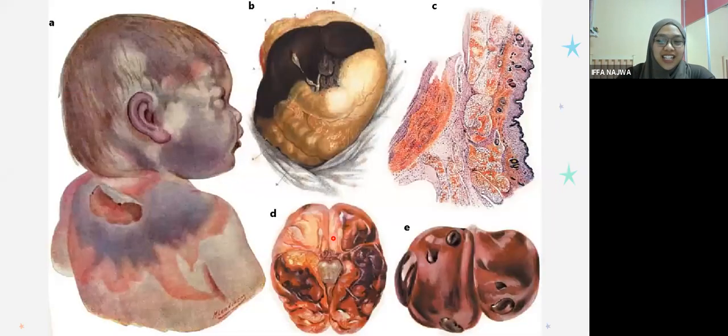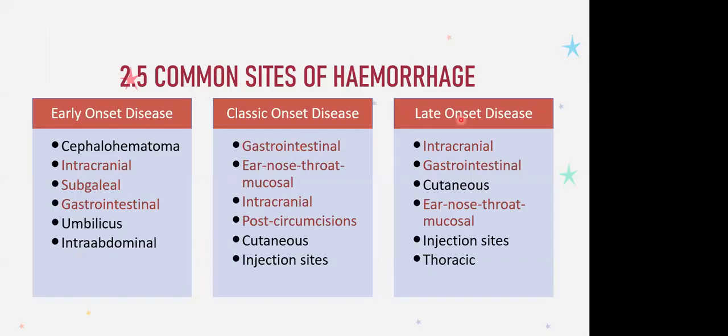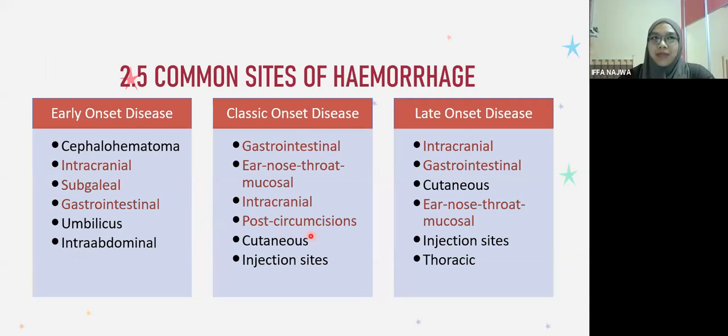Okay, this figure shows examples from true cases of VKDB. We are back. Okay, so we are talking about neonatal hemorrhagic disease of the newborn. Why are we talking about circumcision, post-circumcision? Because some people prefer to do the circumcision at an early age.